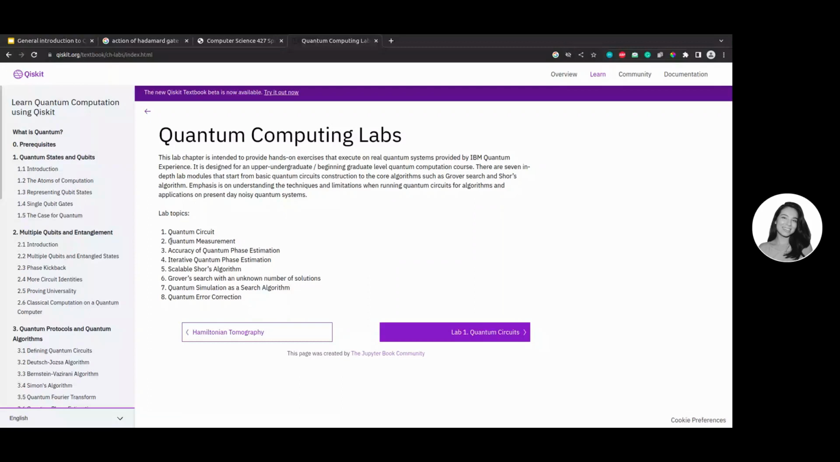Other than that, there are resources from Xanadu. Xanadu is a Canadian startup that also has a lot of resources in quantum machine learning. There are a lot of mentorship programs. There's the Qiskit community on Slack, if you have any questions or if you want to connect with a new group to learn together.